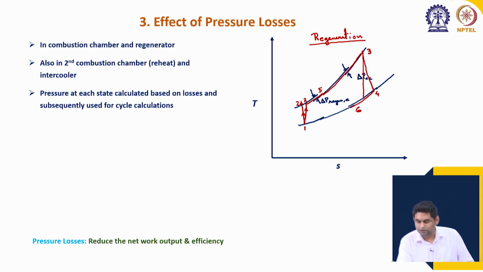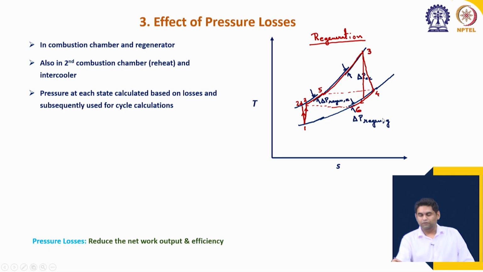So, this will be somewhere around 6. My diagram is not accurate. So, 6 has to be equal to or higher than the 0.2 and 5 has to be lower than the 0.4. So, 4 to 6 is the process at the gas side of the regenerator, and this change here is the delta P or pressure loss in the regenerator at the gas side.